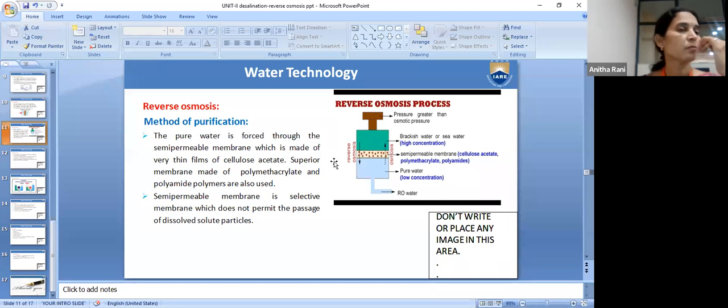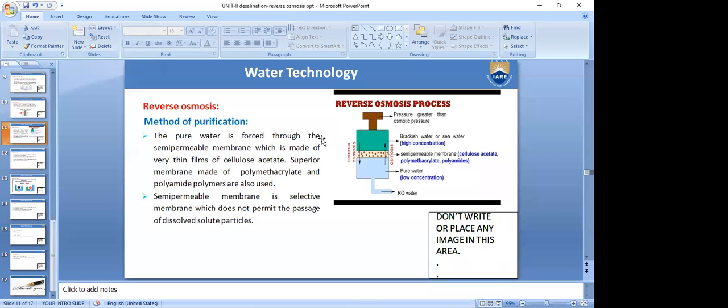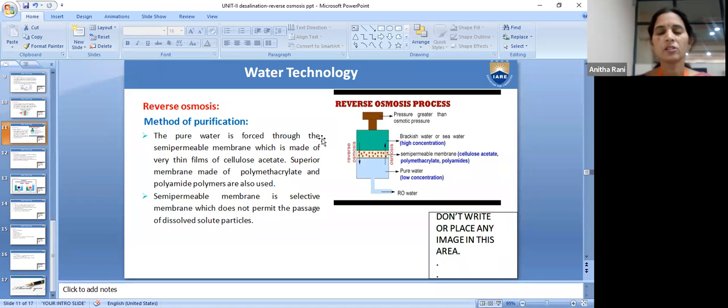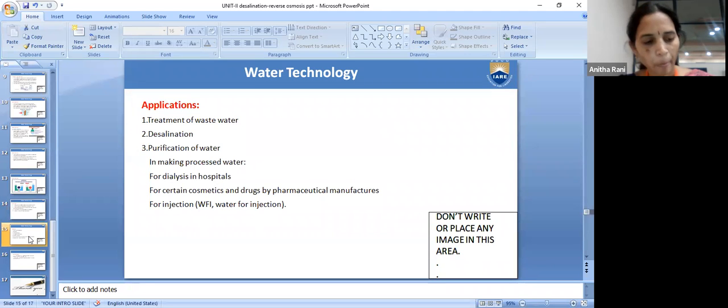So what is the function of the semi-permeable membrane here? It does not allow the passage of solute particles. It allows only solvent particles, or solvent molecules. It does not allow solute particles, so that we will get pure water, that is solvent H2O. Understood?